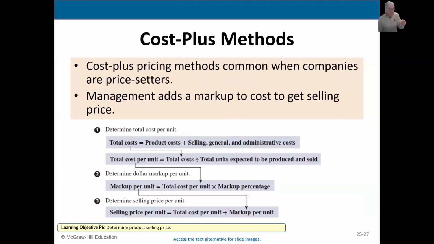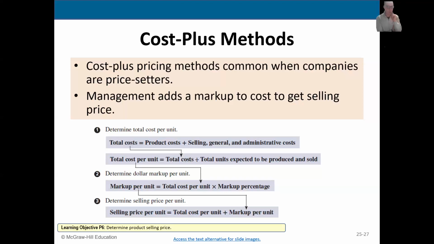So, a couple of methods to consider when setting prices. One is called the cost plus approach. In cost plus, it's very commonly used. Management adds in the markup to the cost to get to the sales price. So this is a three-step process. Step one is we determine the total cost per unit. To do that, we take the product cost plus the selling and administrative costs. The total cost divided by the total number of units expected to be sold gets us total cost per unit.